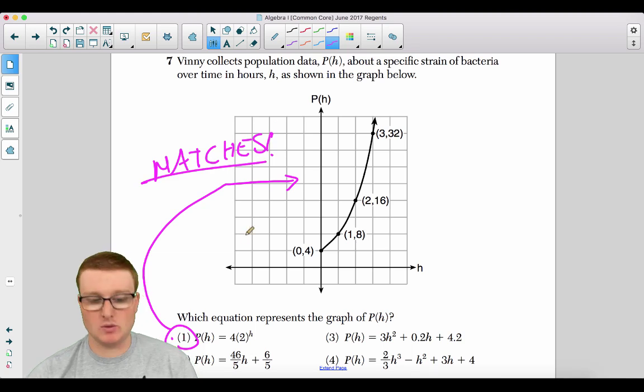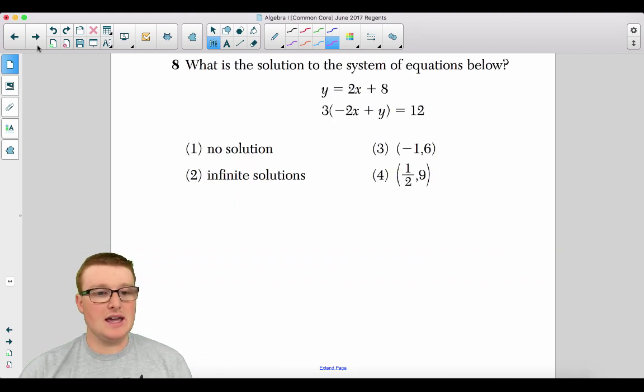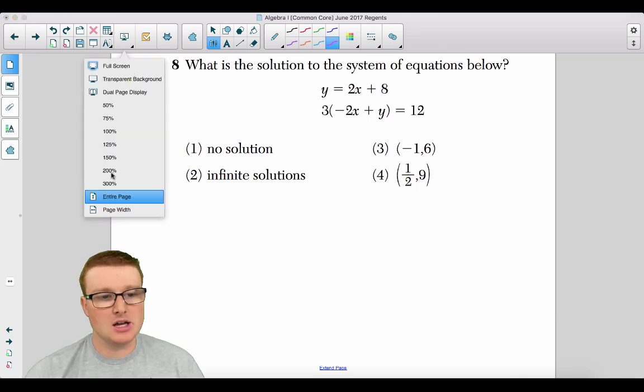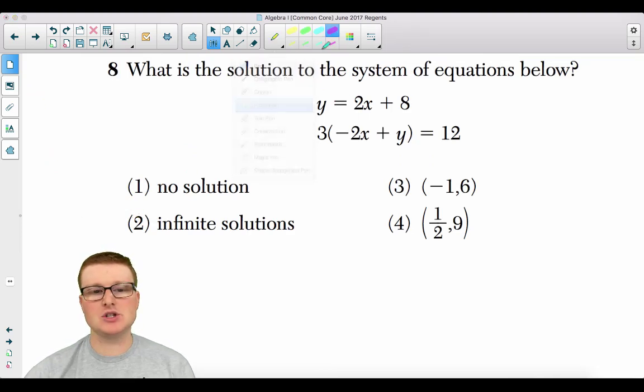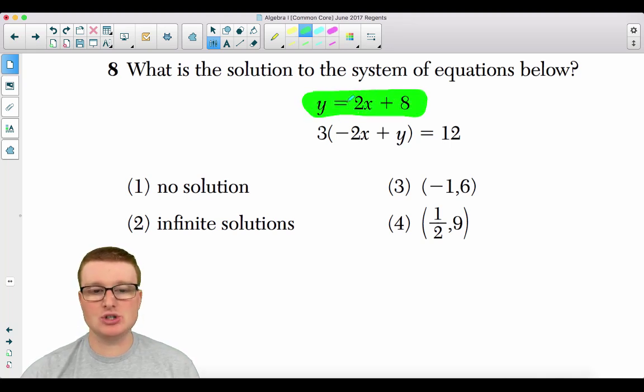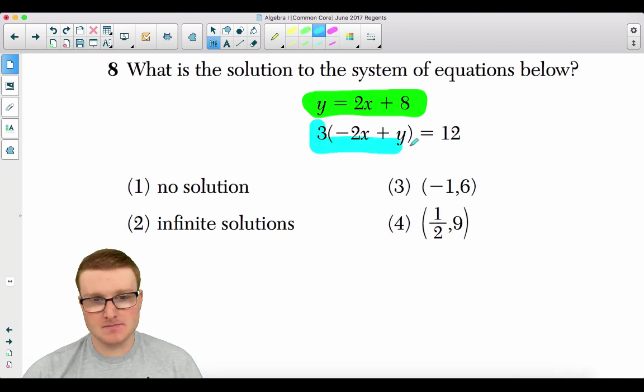Pretty simple question, okay? Moving on to question number 8. What is the solution to the systems of equations below? Okay, so there's a couple ways that you could do this. First and foremost, they give you 2 equations, of course, because it's a system of equations. And we're given that y is equal to 2x plus 8, okay? And we're given this.